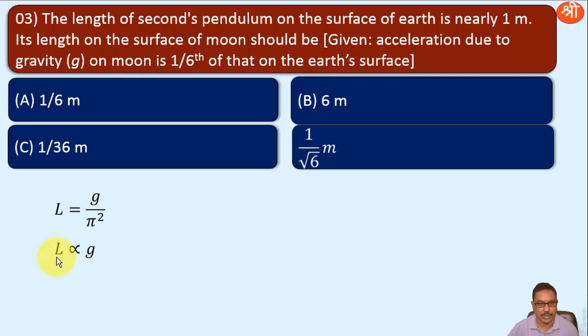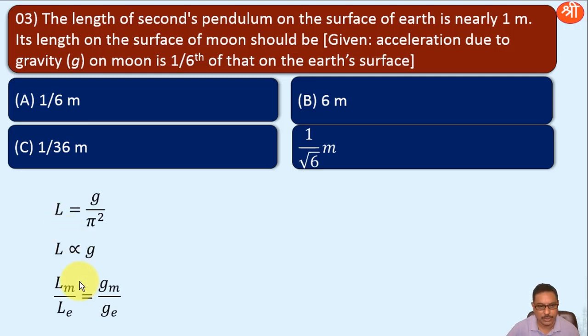Here we can write length directly proportional to G, because pi square is constant. So the same formula can be written as Lm upon Le is equal to Gm upon Ge, because length is directly proportional to G. Always remember, when A is directly proportional to B, then we can write A1 upon A2 equal to B1 upon B2.